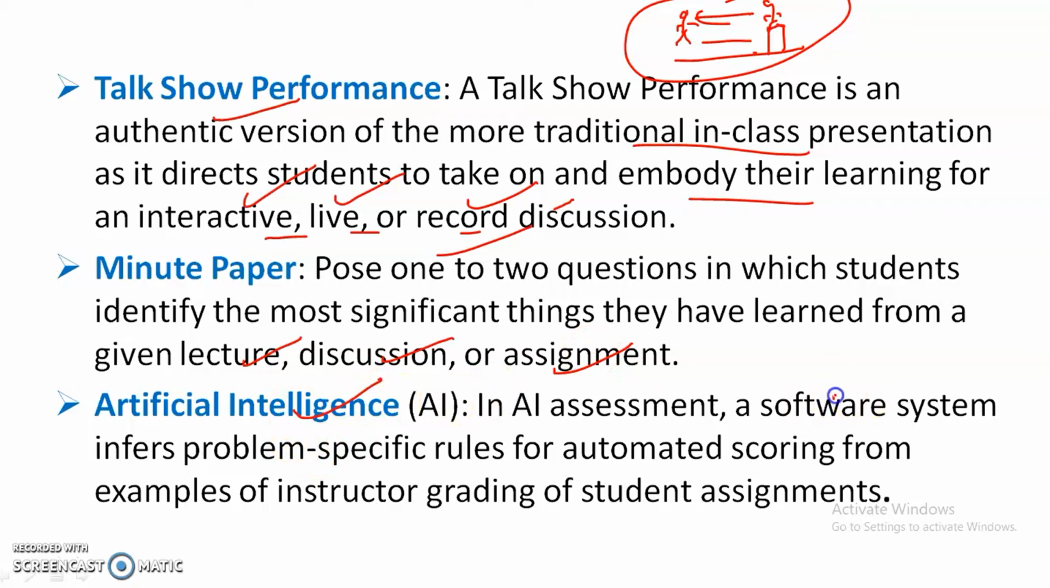It is a software system which does automated scoring from examples of instructors' grading of students' assignments. Okay, so based upon this artificial intelligence, the students can retrieve their gradings regarding the past semesters or the previous courses or the assignments, all these things automatically, if the teachers store all these details in a software system.